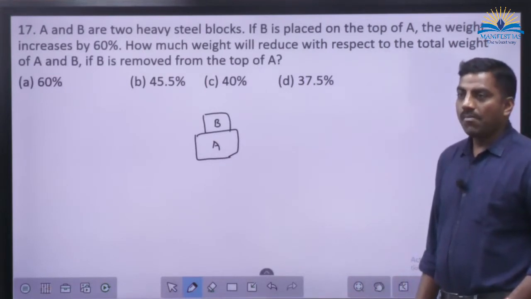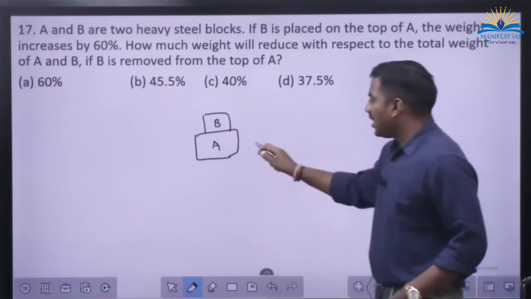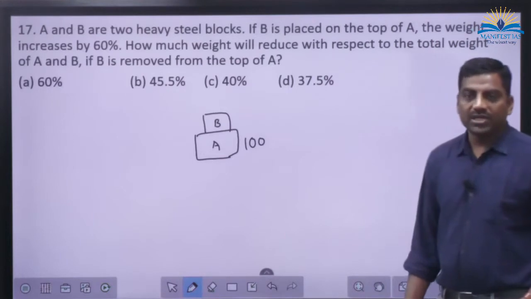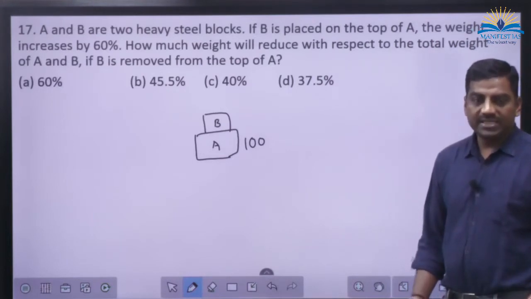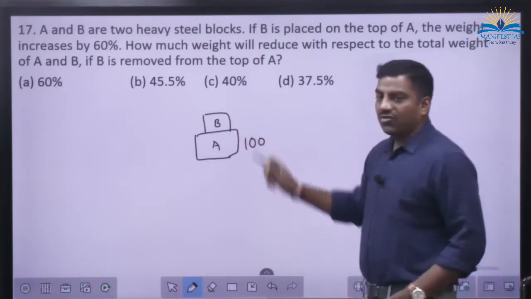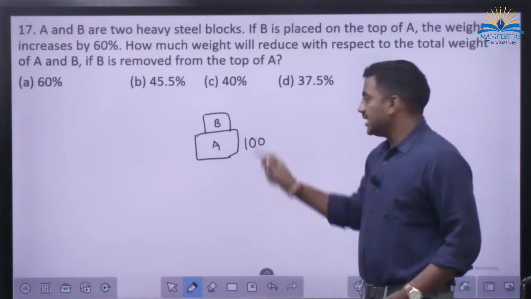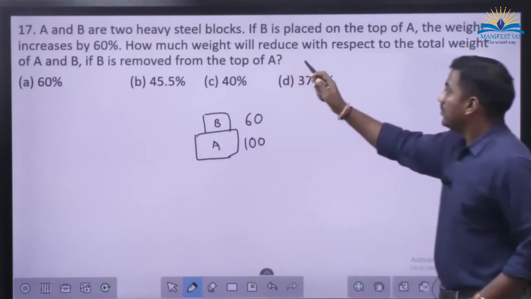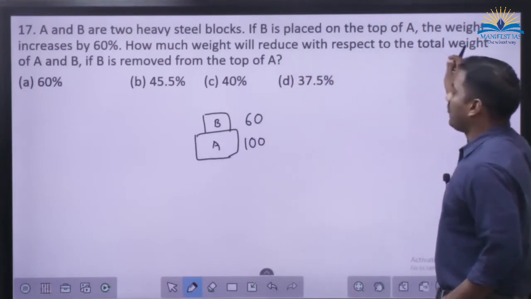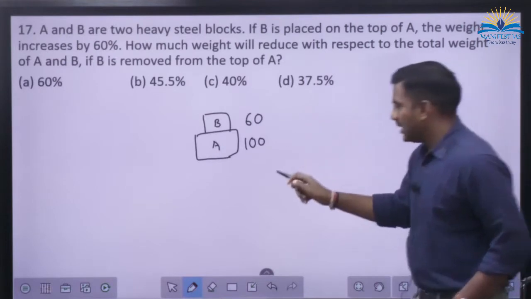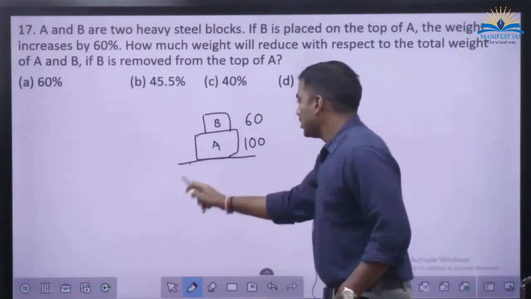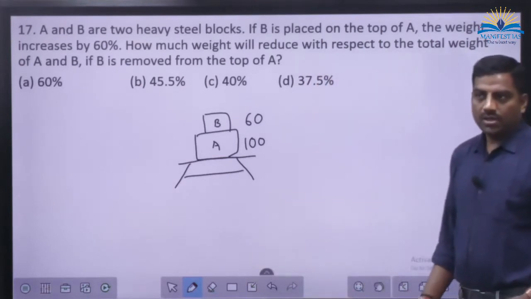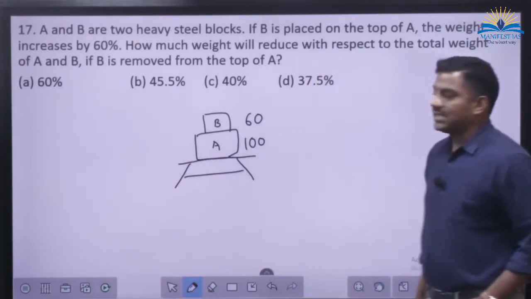What does that mean? If the weight of A was 100 kg, what would have been the weight of B? 60 kg. Understood this? If B is placed on the top of A, the weight increases by 60%. Let's say this is the weighing pan. So if this is 100, this will become 60.